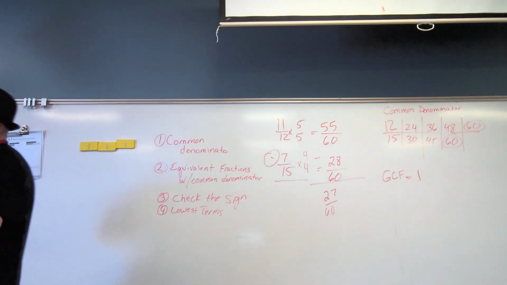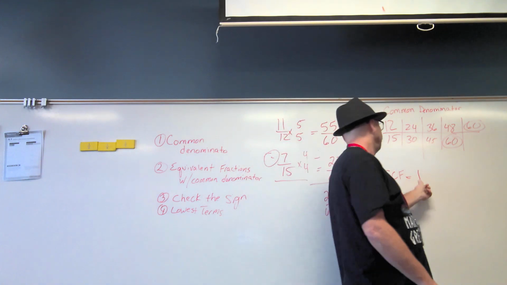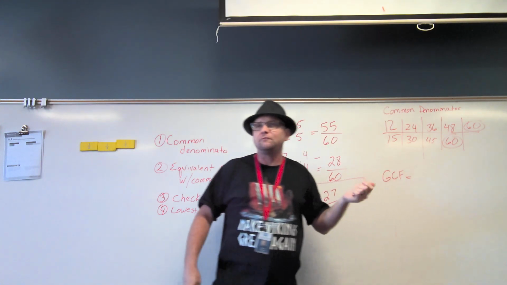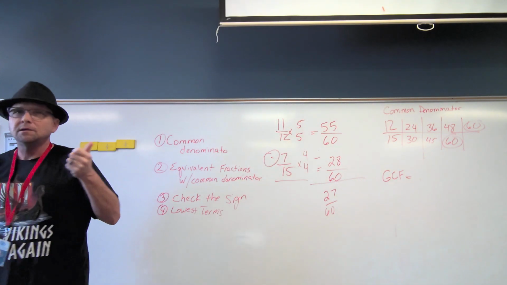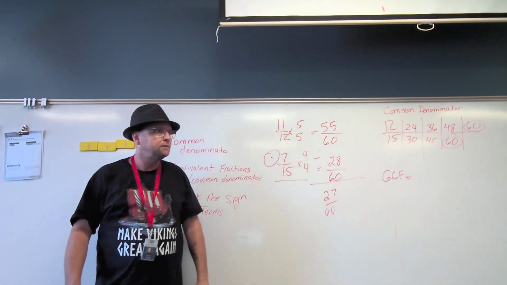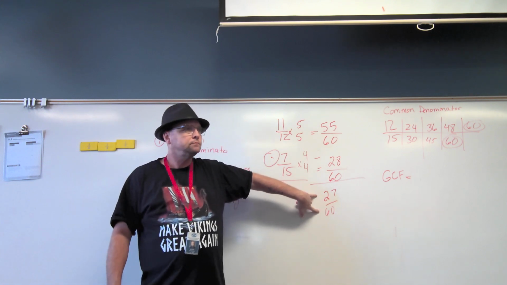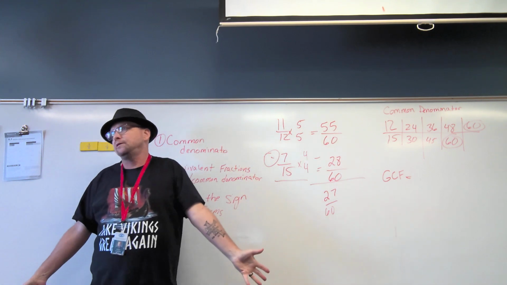So now we have to see if this can be simplified by finding the greatest common factor. Well, I'm going to use a little bit of my divisibility rules, because that's going to help me so I don't have to list all the factors of each one. Are they both even? No, so they can't be divided by 2.